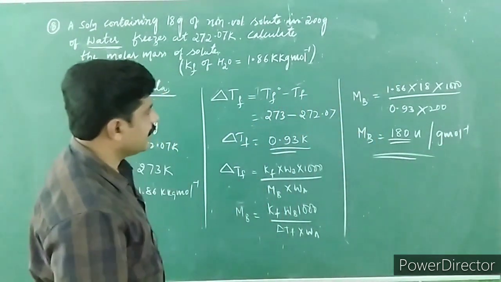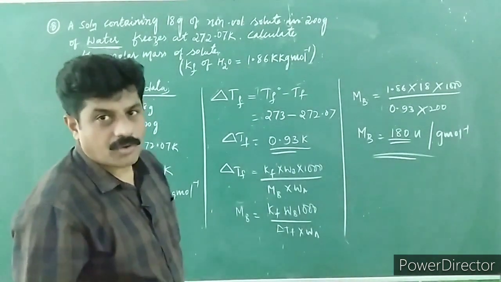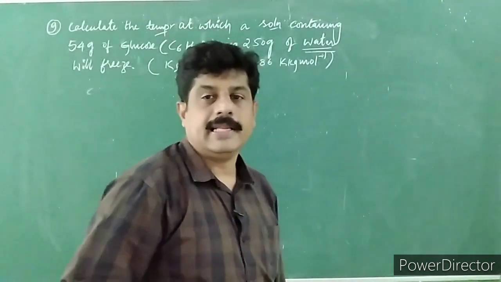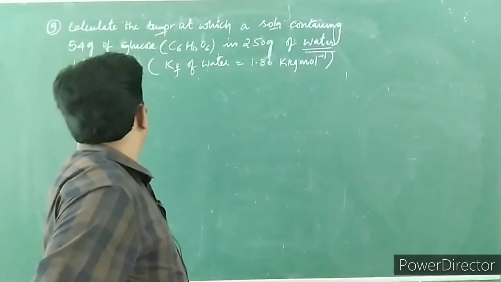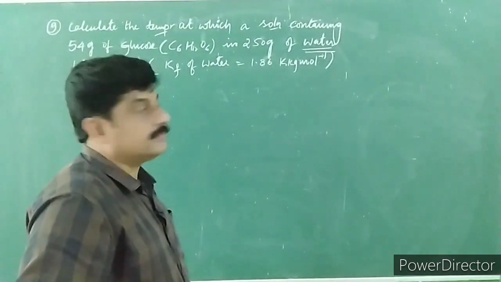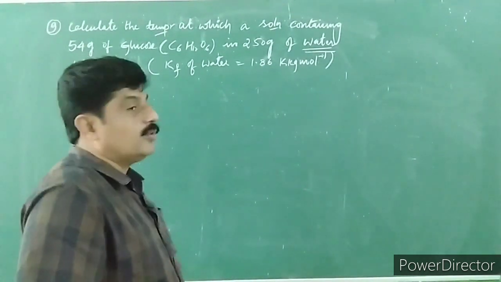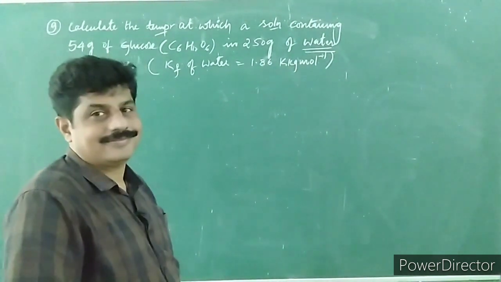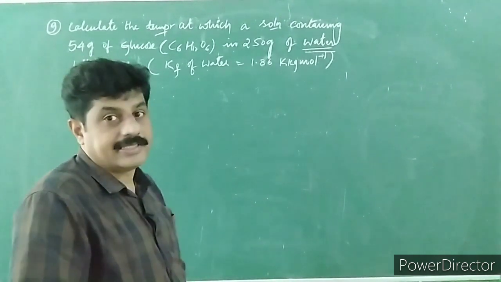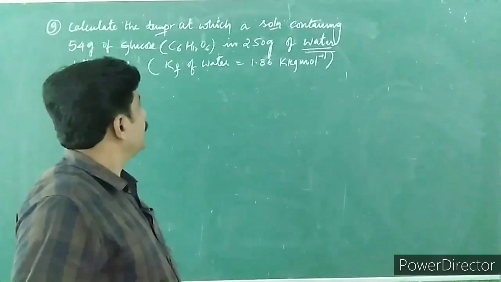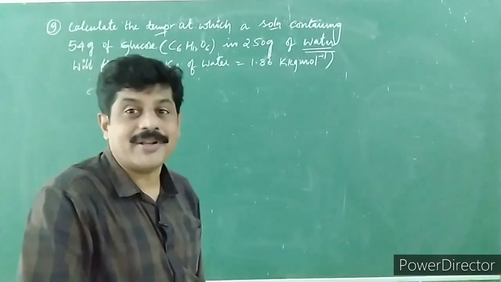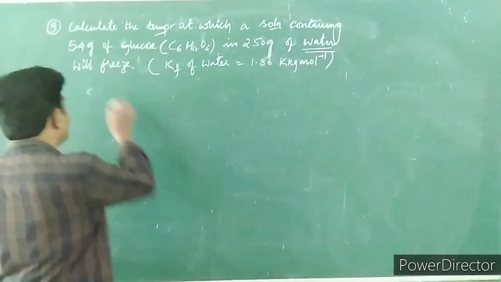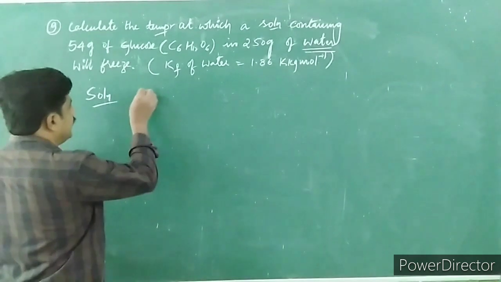This is how you need to calculate the molar mass of a non-volatile solute which is dissolved in a solvent. Let me read out the next numerical for you. Calculate the temperature at which a solution containing 54 grams of glucose, C6H12O6, in 50 grams of water will freeze. Kf of water is given, that is 1.86 Kelvin kg per mole. Children, what are they asking here? They're asking you to find the freezing point of the solution. Let me solve this numerical for you. Solution. Given data.